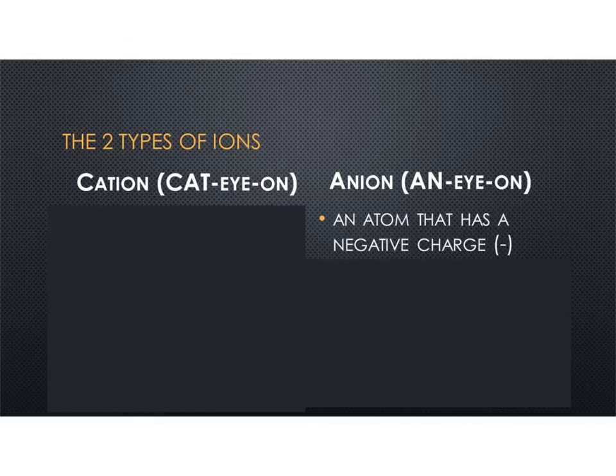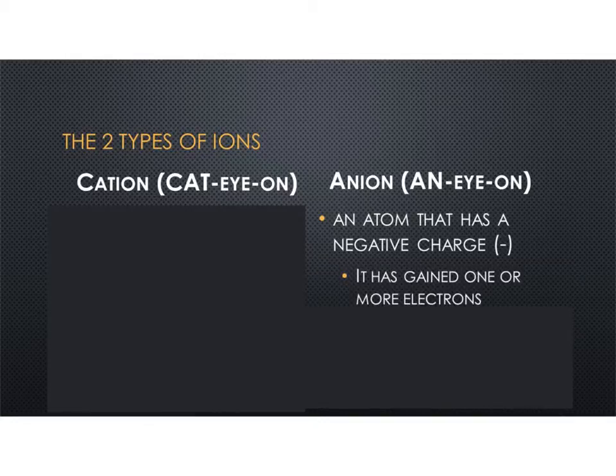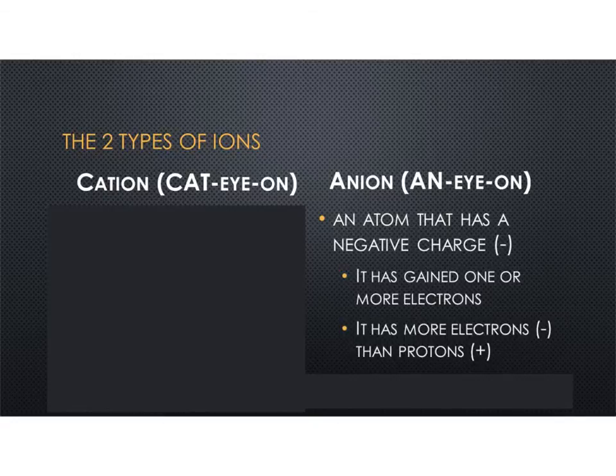An anion is an atom or an ion that has a negative charge. Remember, we're in backwards world here. So if you've become negative, that means you've gained one or more electrons. Again, another way to look at that is to say that it has more electrons than it has protons, more negative than it has positive.